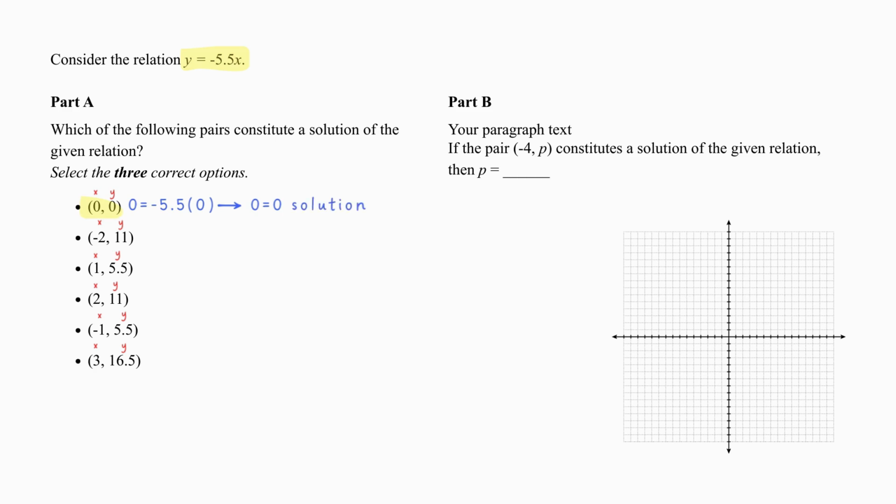Test coordinates -2, 11. 11 equals -5.5 times -2. 11 is equal to 11. Both sides are equal, so yes. -2, 11 is a solution.